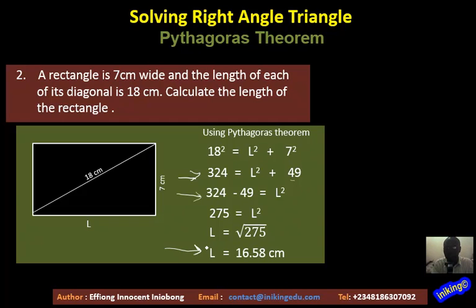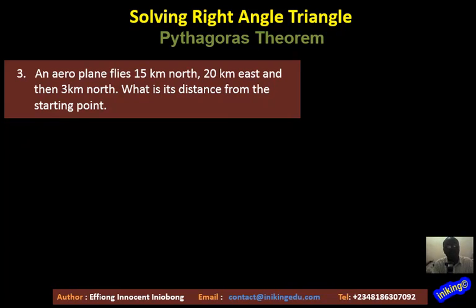Let's proceed straight to the next problem. This problem is a little bit bearing-like, but we are not fully into bearing yet. We are told here that an aeroplane flies 15 kilometers north. After that, of course, it now goes 20 kilometers east and then 3 kilometers north.